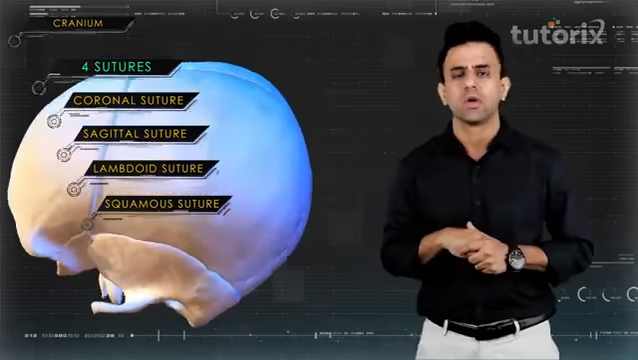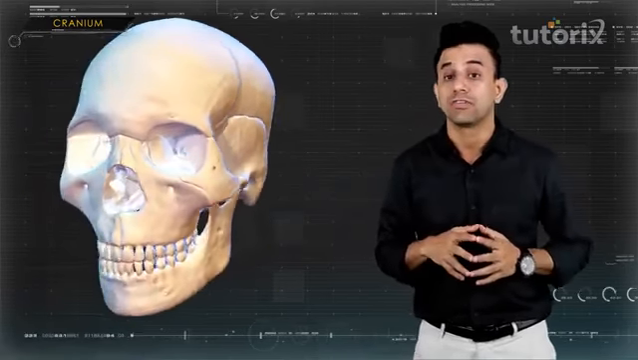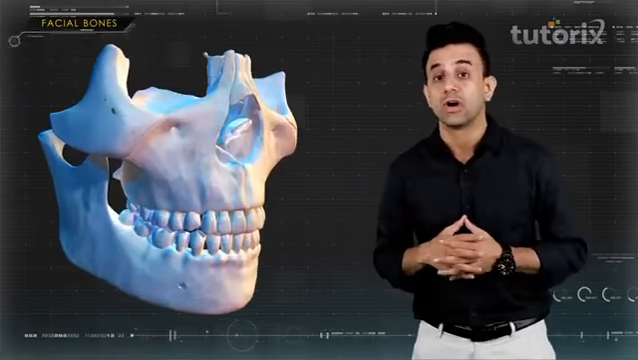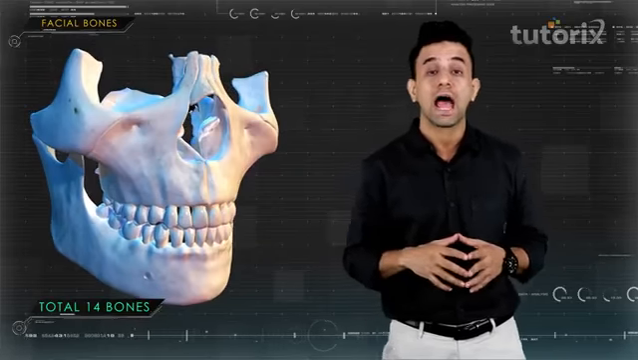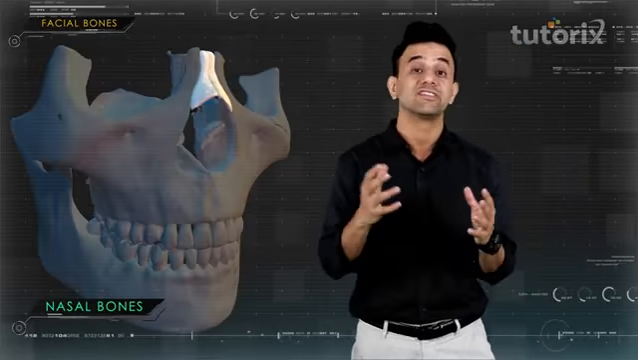Well friends, we talked in detail about the bones of our cranium, and now we shall talk in detail about the bones of our face. Well, the facial bones are 14 in number, and let's talk in detail about each one of them. We shall first talk about the nasal bones.